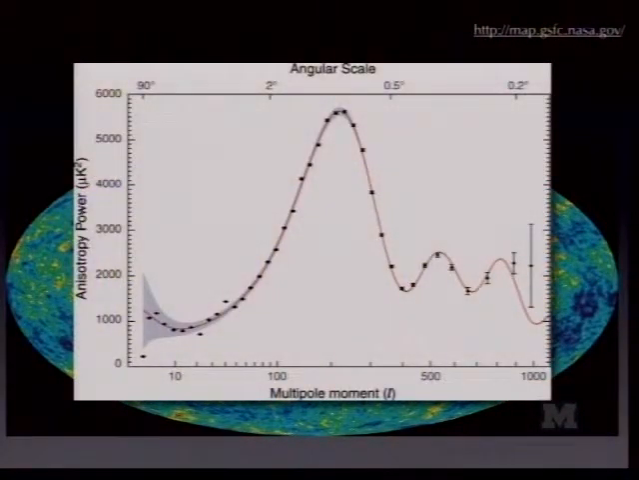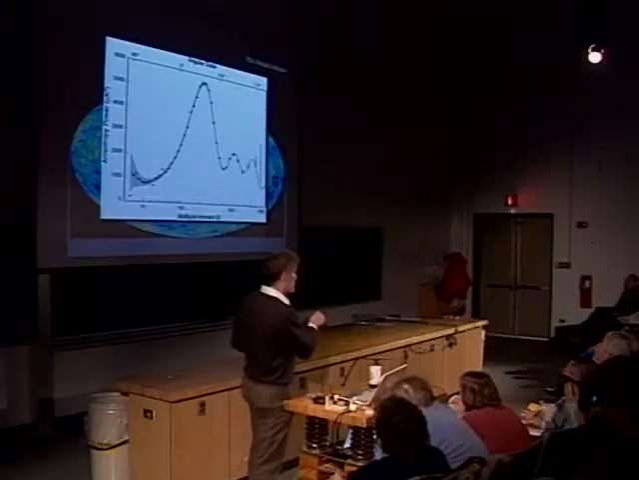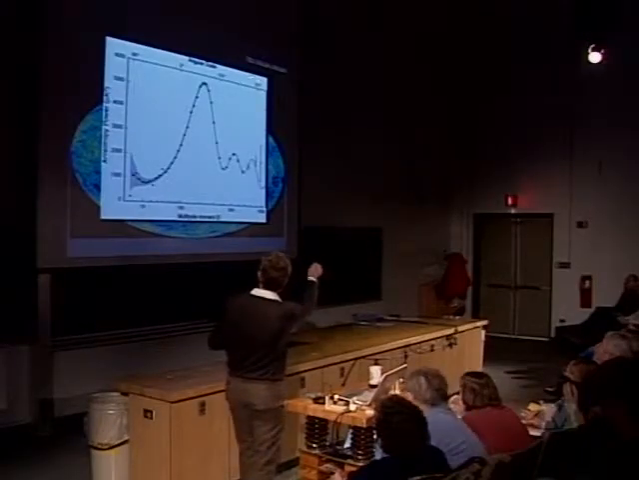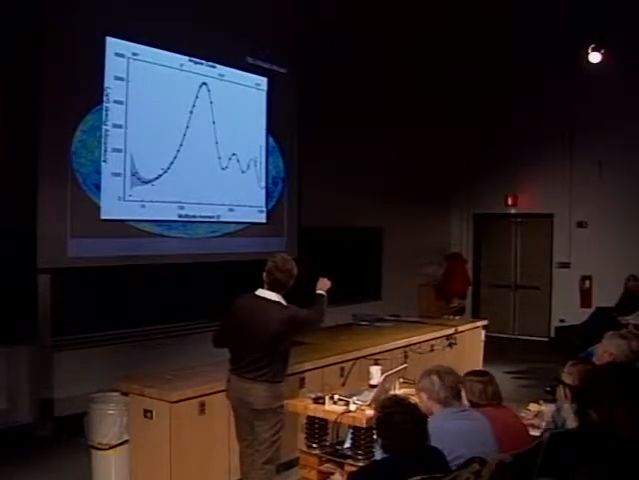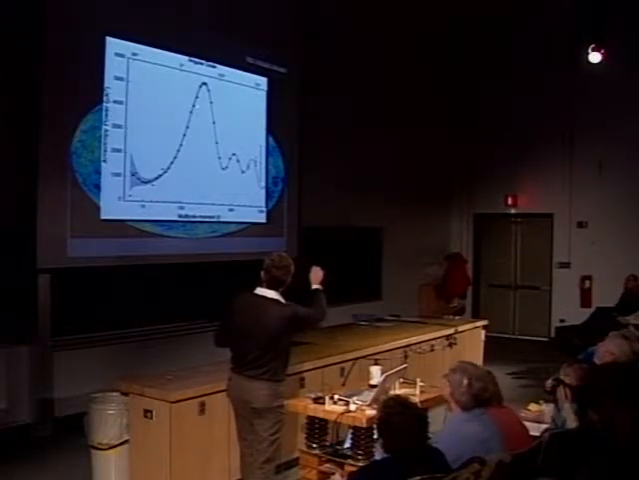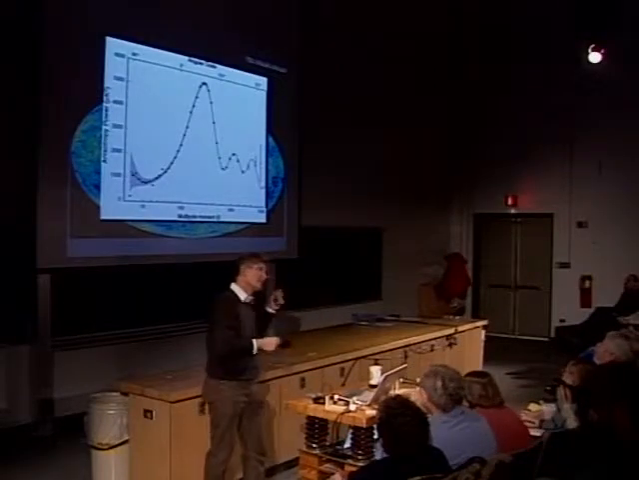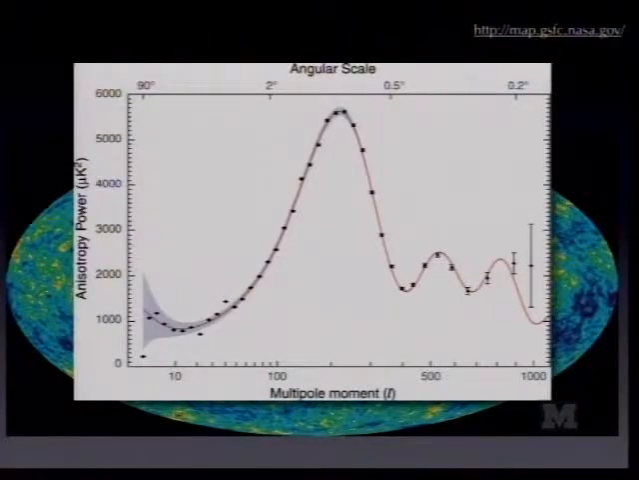What you see is that there's power, this is power, as a function of angular size, where angle is up here. So low L's is actually large scales, large angular scales, and high L's is small angular scales. And there's a peak at about a degree. Those little dots on that map are about a degree size.